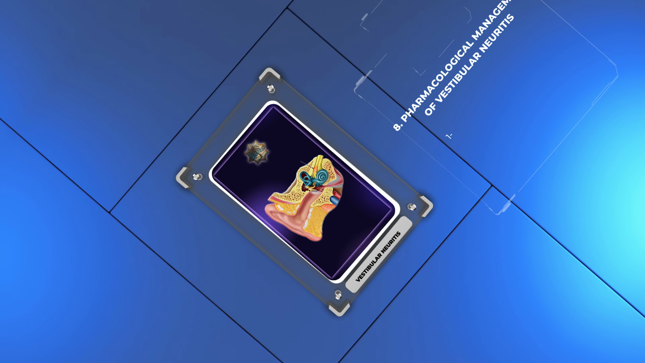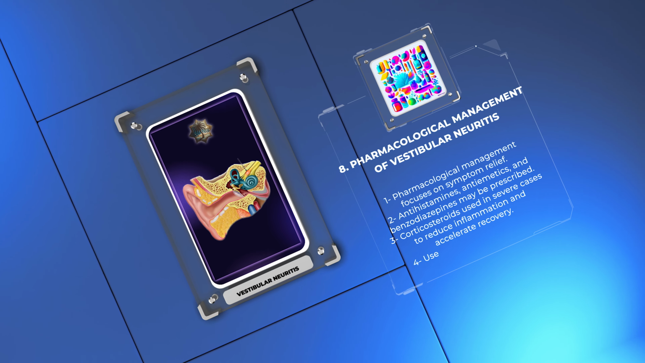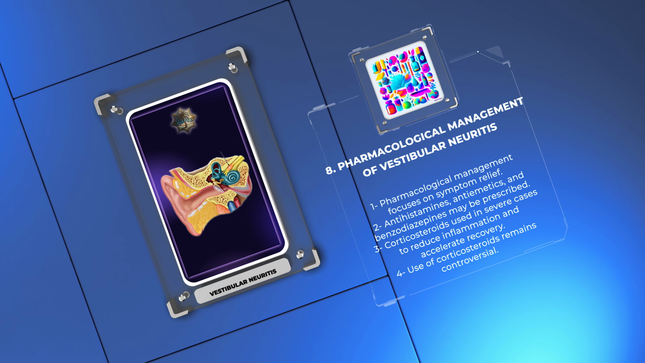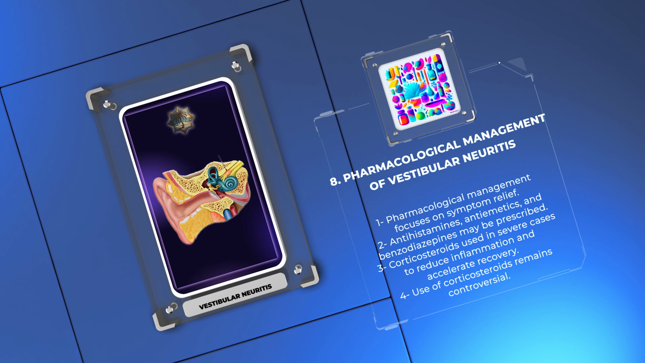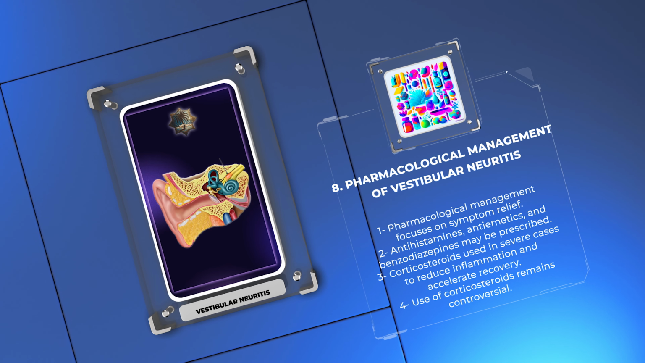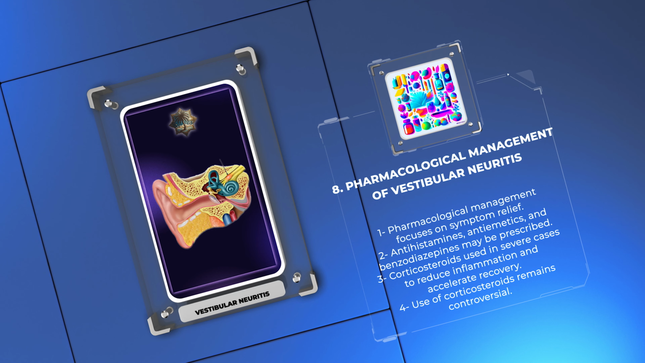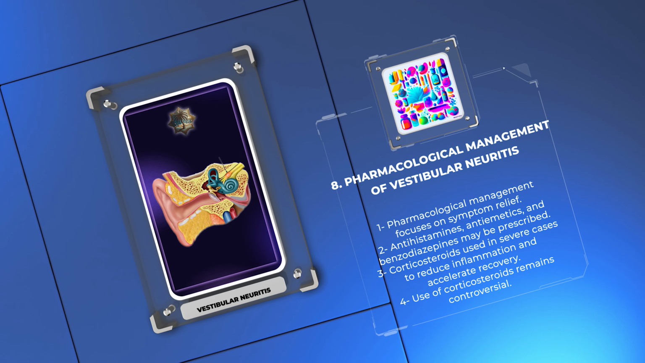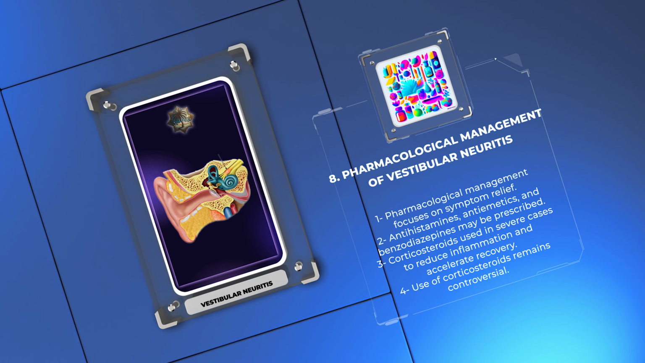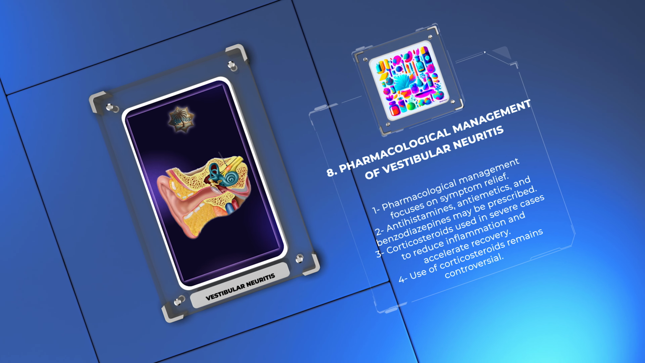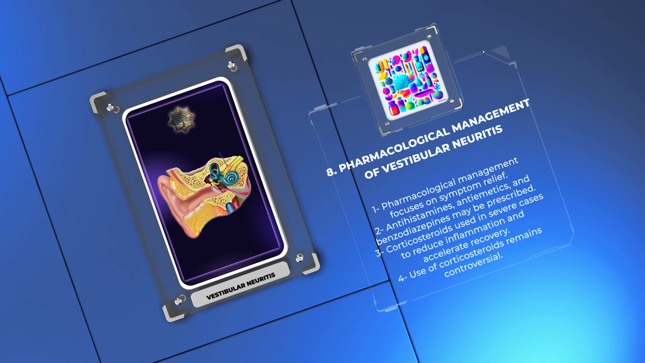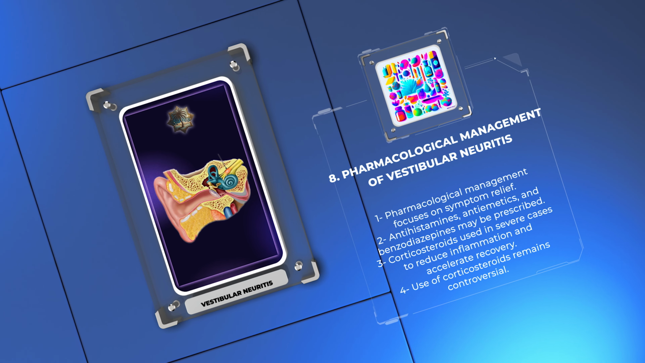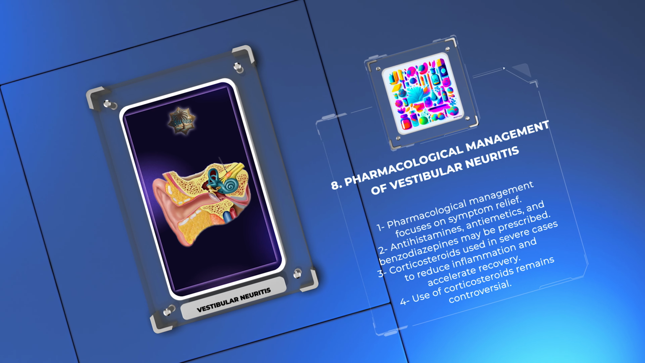8. Pharmacological management of vestibular neuritis. Pharmacological management of vestibular neuritis primarily focuses on symptom relief. Medications such as antihistamines, antiemetics, and benzodiazepines may be prescribed to alleviate vertigo, dizziness, and nausea. In severe cases, corticosteroids may be utilized to reduce inflammation and accelerate recovery. However, it is important to note that the use of corticosteroids remains controversial, with varying practices among clinicians.